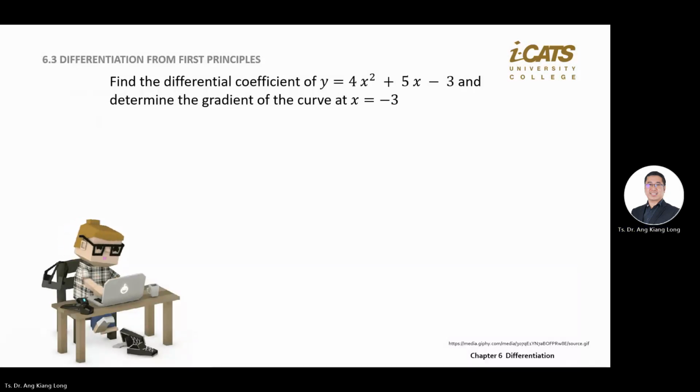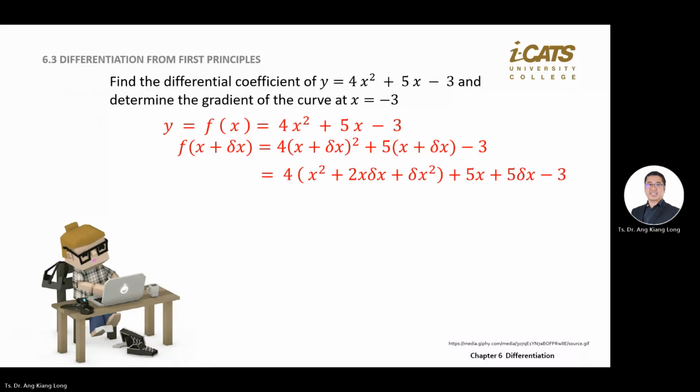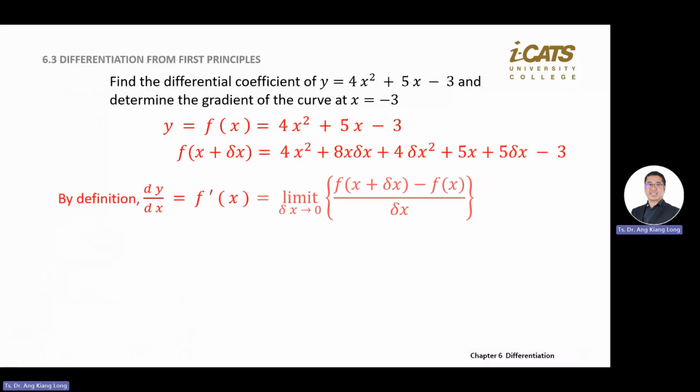This one is also the same. Using the first principle: first step, copy the equation. Second step, do the x plus delta x by substituting x with x plus delta x in this equation. So this x becomes (x plus delta x) squared, then you expand the equation. After you get the equation, you substitute back into the general first principle equation. Then you rearrange it, and you get that answer.